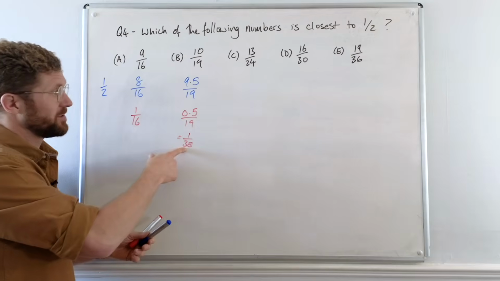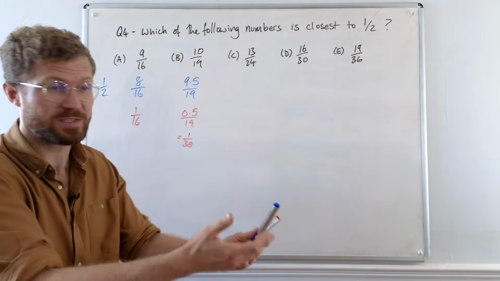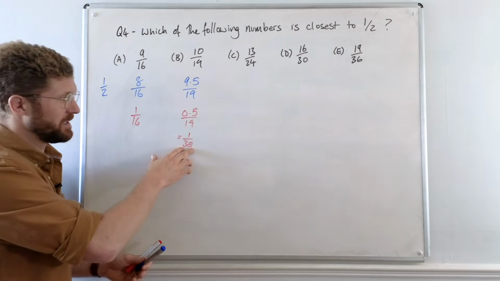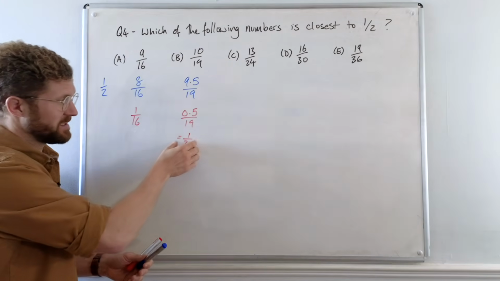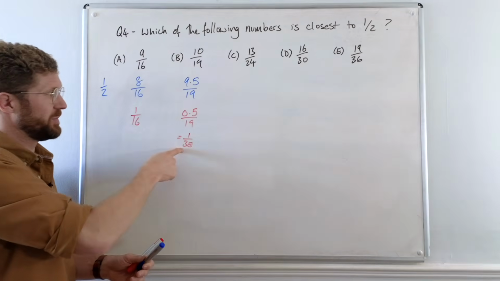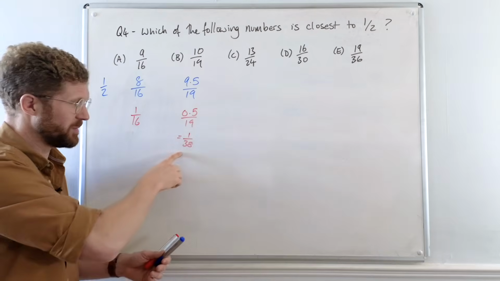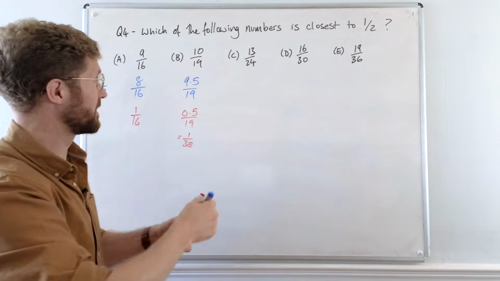Because we've got a 1 on the top, we've got ones, and we're going to get ones everywhere, the denominator on B is bigger than the denominator on A. This means that the gap between 10/19 and a half is smaller for B than it is for A. A is not going to be the answer. Between these two, it's going to be B, but we've got C, D, and E to check.